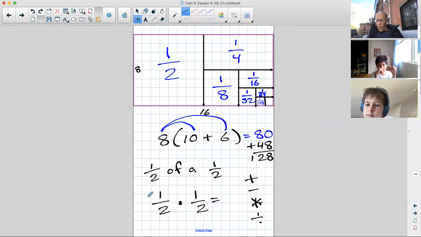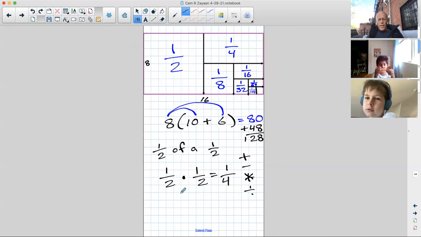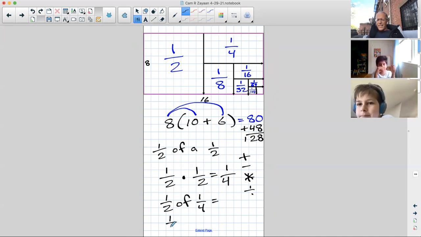Now watch, boys. What is 1 times 1? 1 times 1 is equal to 1. And what is 2 times 2? 2 times 2 is equal to 4. Well, guess what, guys? Half of a half is a quarter, 1/4. What is a half of a quarter? Isn't that the same as a half times a quarter, which is 1/8?